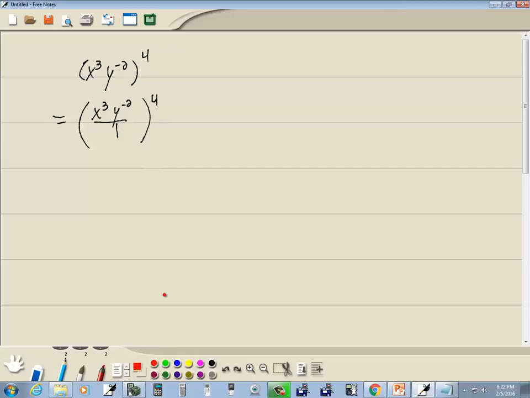So now, I'm going to move this y to the negative 2 down to the denominator. When you move anything opposite where it's at in a fraction, the sign of the exponent changes. So the y to the negative 2 becomes y to the positive 2. Now, I just went ahead and dropped the 1 because 1 times y squared will give you y squared.